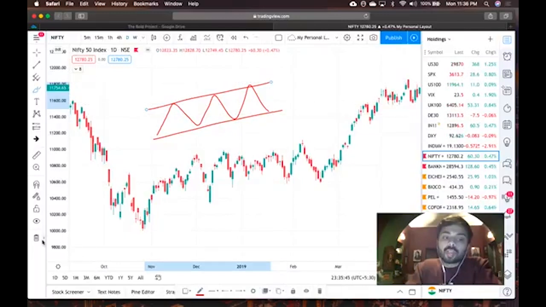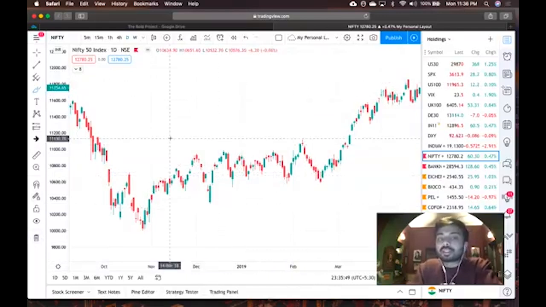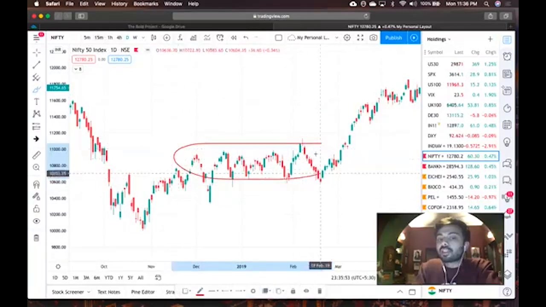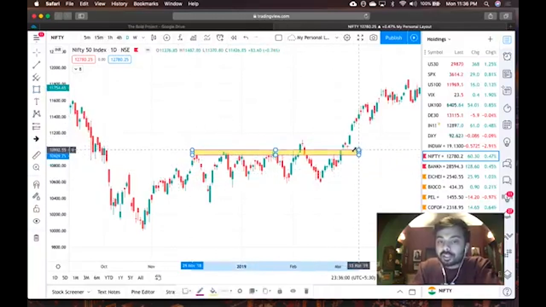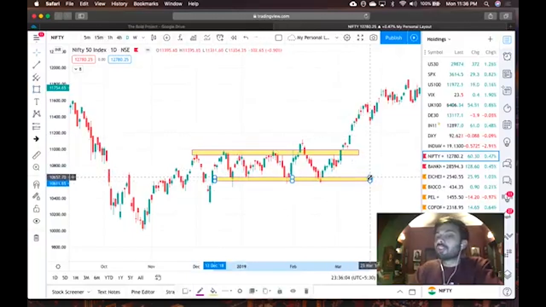Let me show you how you can put a parallel channel on the chart. So currently you can see Nifty around 2019 is moving in a range. So what you can do right now is, one option is you get your rectangles out, you draw your resistance, and you can get your rectangle out, you can draw your supports. That is one way of going about things.